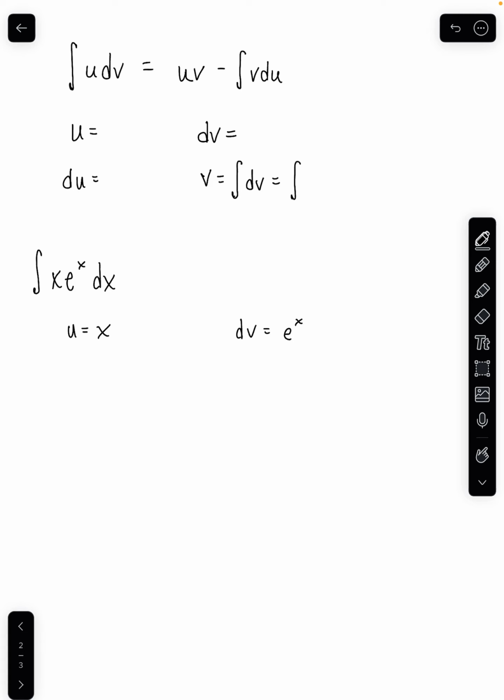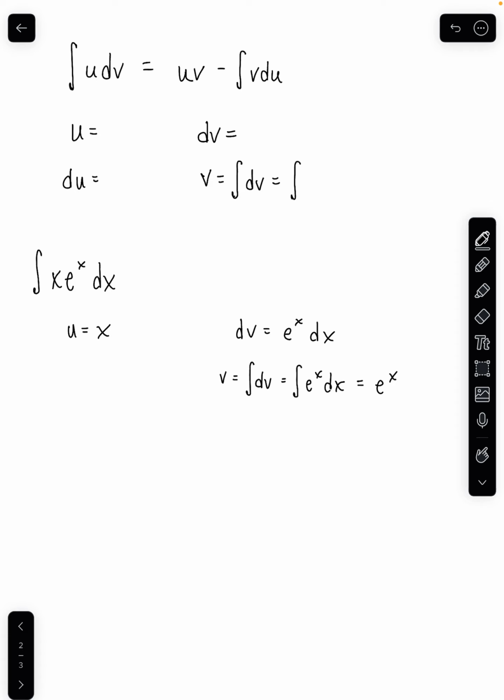dv is going to equal e to the x, along with the dx. The dx has to be attached there because in order to produce v, we need to integrate. And in order to integrate, we need a dx there. So if we attach the dx to the dv there, whatever factor we pick for dv, then we're ready and set for that integration.